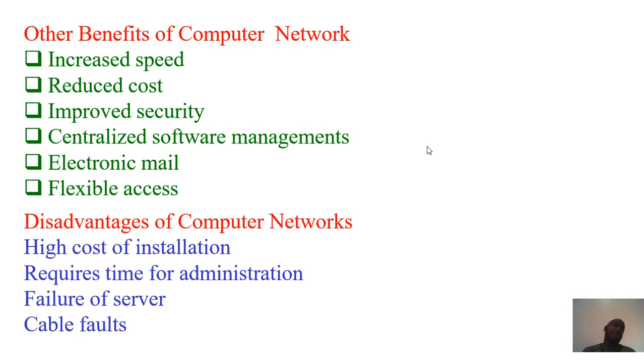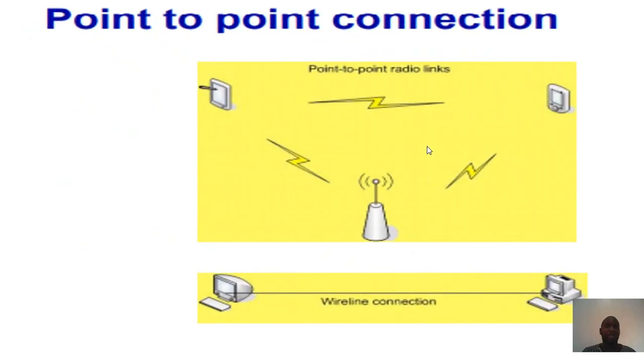The last, which you can see there, very few. Disadvantages of computer networks: we have high cost of installation, requires time for administration, failure of server, and cable faults. You can see all these can be mitigated, but you can see the benefits outweigh the demerits. So we always say networking is good.